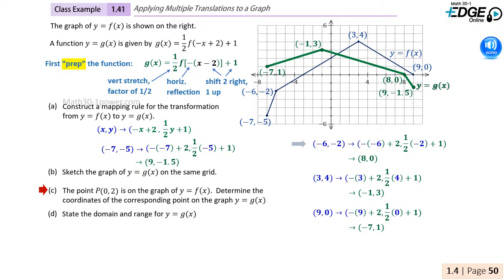Next, we're told that the point P, whose coordinates are 0 and 2, lies on the graph of f of x. In order to find its coordinates on the graph of g of x, we will use the exact same process, substituting into our mapping notation. Here we determine that the point 0 and 2 transforms to 2 and 2.